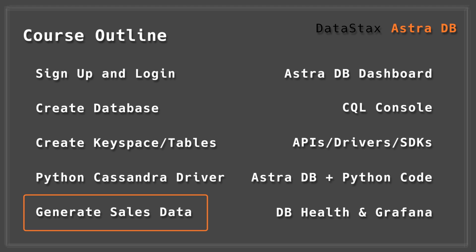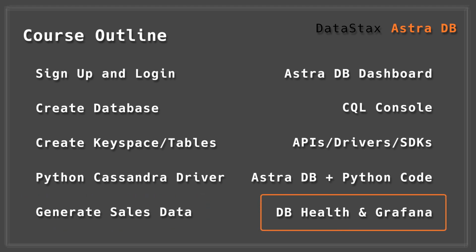We will configure and run the pre-existing Python code to generate sales data, which will be stored in our Astra DB. We will learn how to generate the sales data automatically using the crontab in Linux. We will check the Astra database health and also verify the pre-integrated Grafana charts.